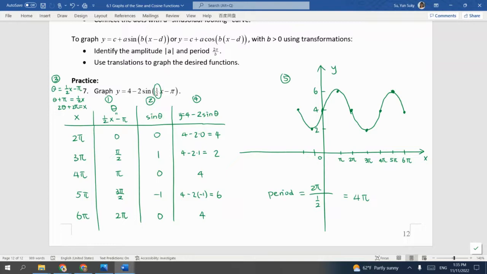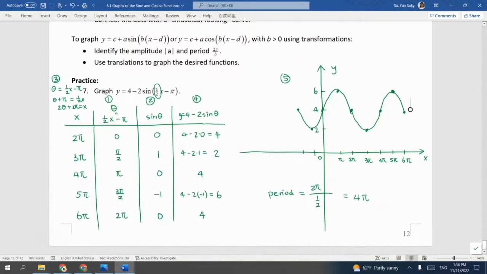By the way, will this pi change my period? No. Okay? So this pi is like a horizontal shift. It does not change the period. This 1/2 is like a horizontal stretch. It will change the period. So in the exam, this is the work you want to show. But now I want to ask you more.